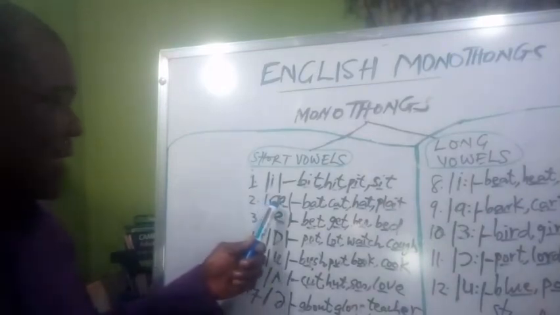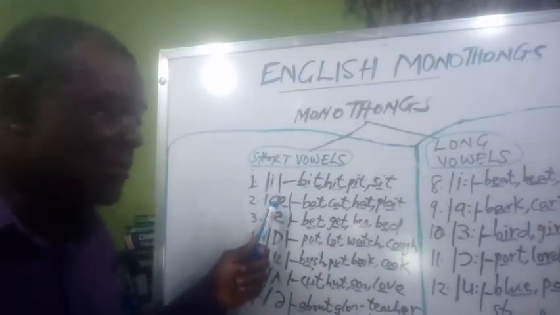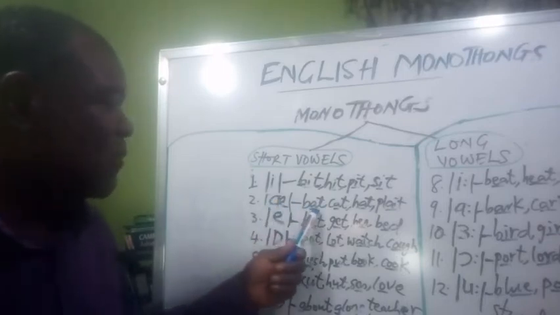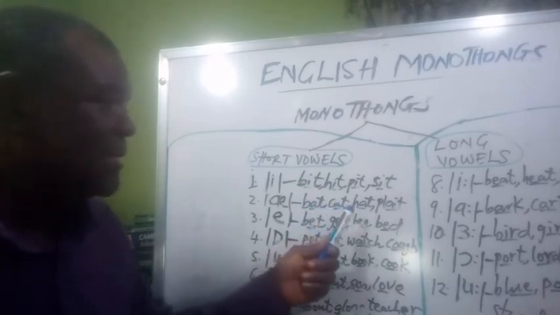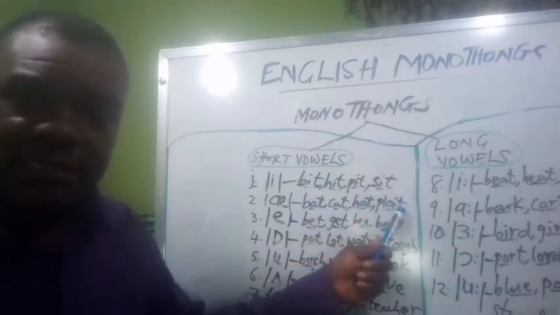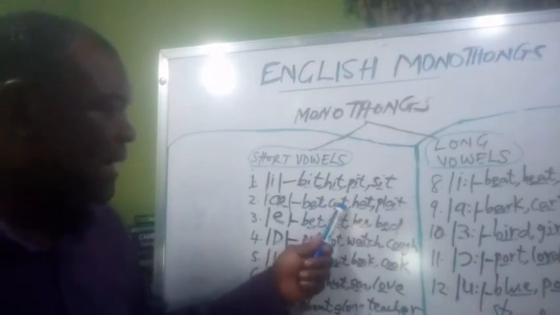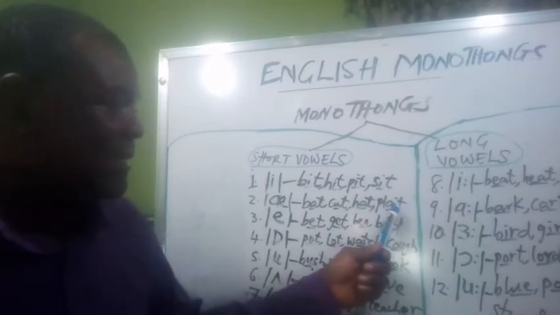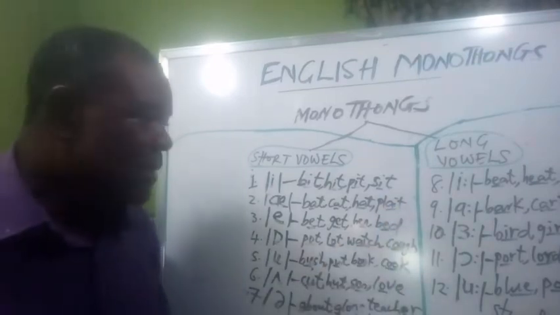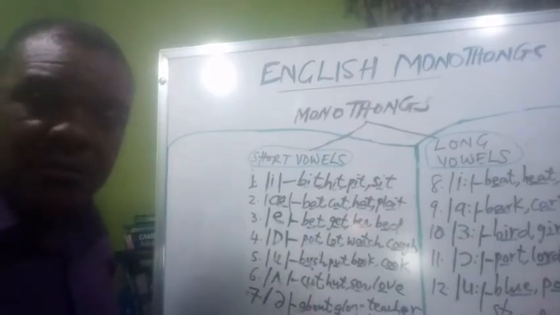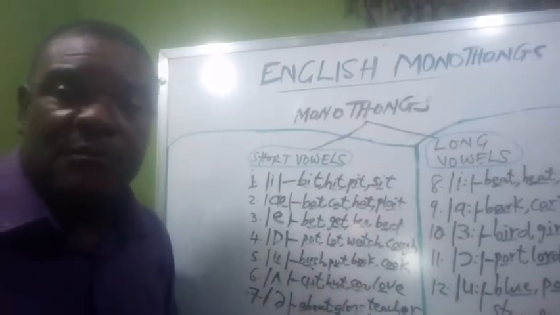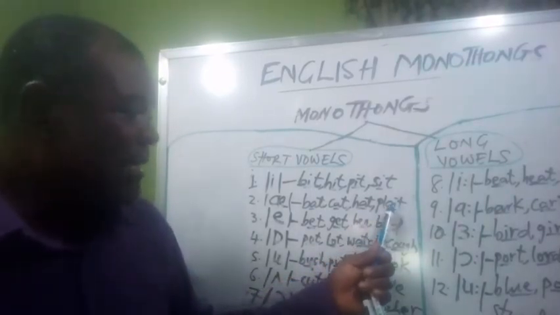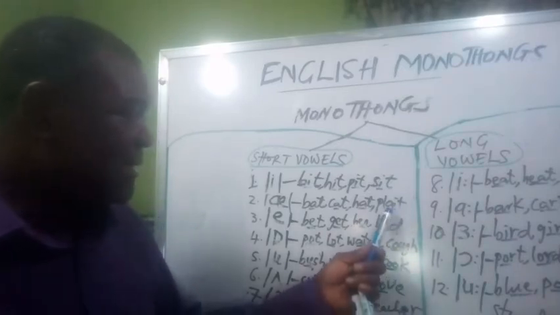The second one is the short R sound. It is pronounced R, R. It occurs in words like bat, cat, hat, and plat. The word plat is frequently mispronounced by the majority of people, especially the second language users of English, who pronounce this word as plate. But that is incorrect.